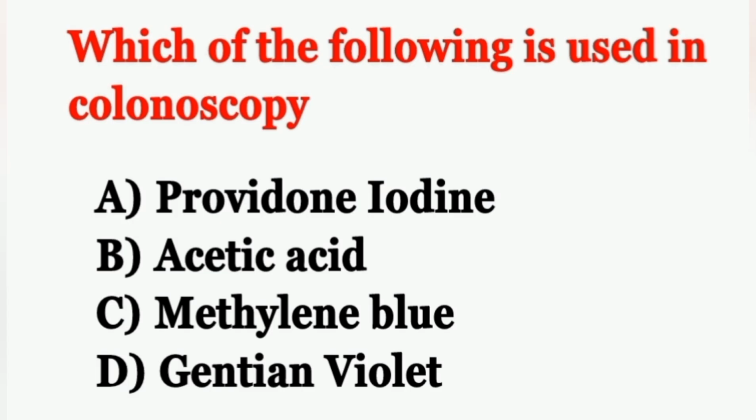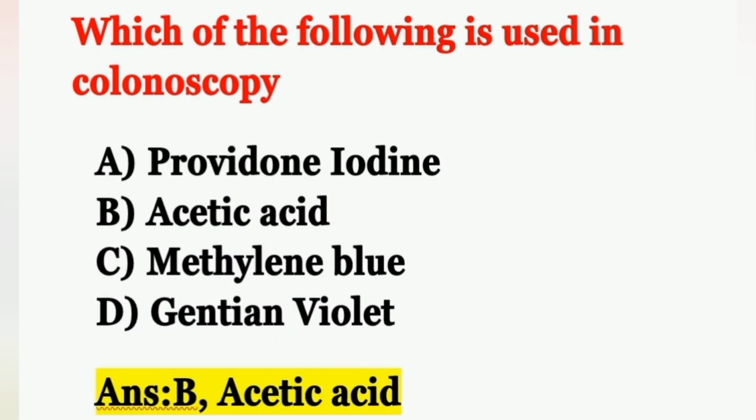The next question, which of the following is used in colonoscopy? Options: option A povidone, option B acetic acid, option C methylene blue, option D gentian violet. Which substance is used in colonoscopy? Correct answer is option B, acetic acid. Colonoscopy is the visualization of the colon or large intestine.